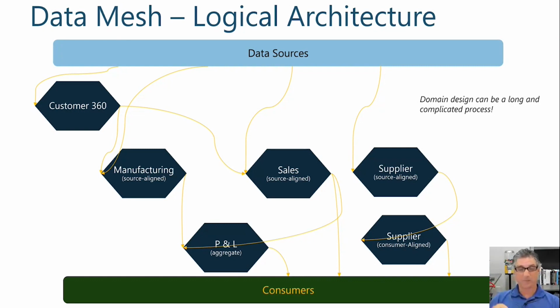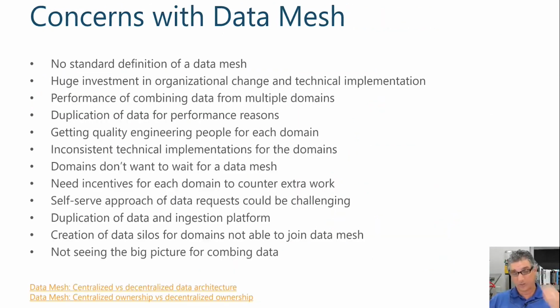Now, this is a simple drawing because I can have domains calling to other domains and aggregate domains going to other domains. So this is where customers really struggle because of the way they got to design all the domains. Even figuring out what domains are can be very challenging. So that's something to keep in mind. So that leads into a lot of concerns with the data mesh.